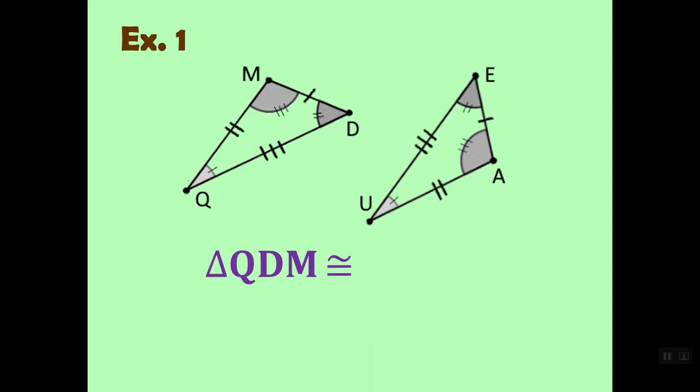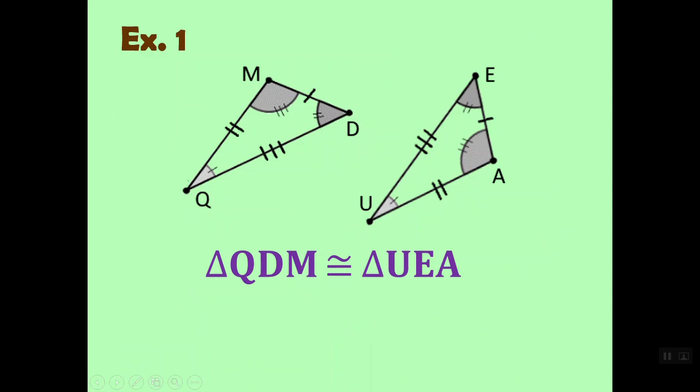But then when we write the second triangle, we've got to make sure that we match up the corresponding vertices with the order that we've written the first one. So in the first one I started with angle Q, so I've got to start with angle U in the second one, because that is a corresponding angle that's got the same measure. Then I went to D, and D has two tick marks, so we've got to find the one with two tick marks in the second triangle, which is E, and then M corresponds with A.